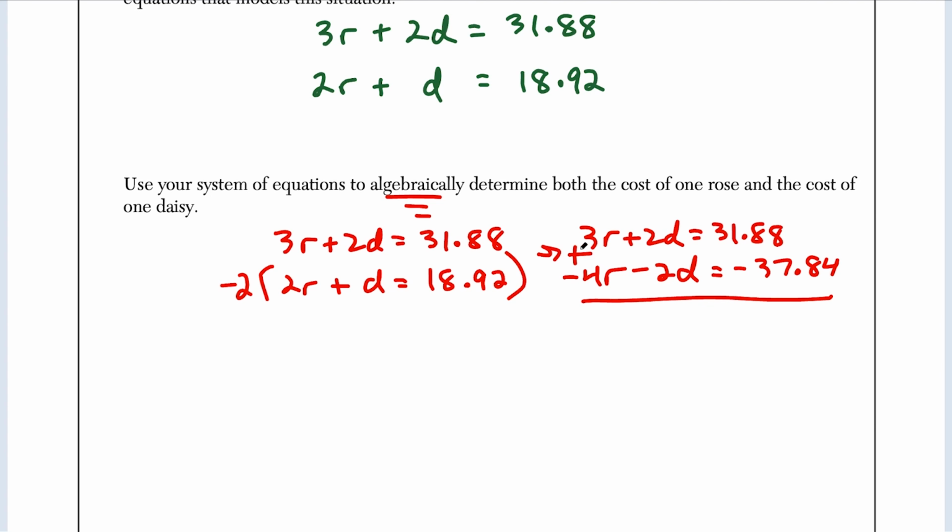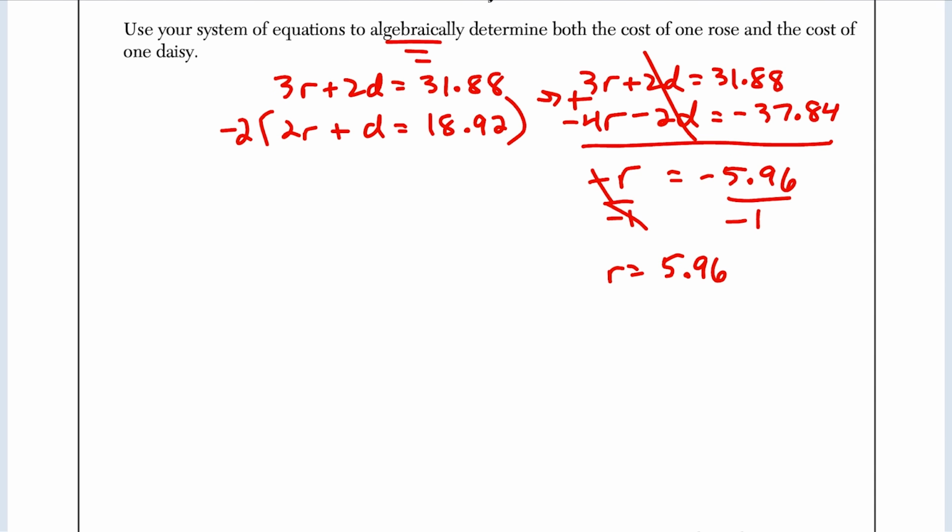And we're going to have 3R plus -4R is -R. And then 2D plus -2D eliminates like this. And now we just have to do 31.88 minus 37.84. And that's going to work out, we're going to have -5.96 like this. So this is -R equals -5.96. So we could just divide this by -1, and this tells us the cost of 1 rose. So after these cancel out, we're going to have R equals 5.96.